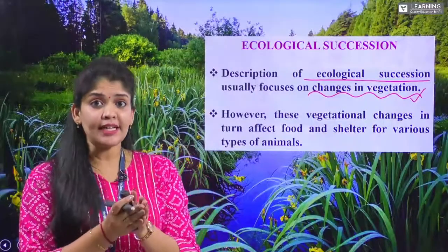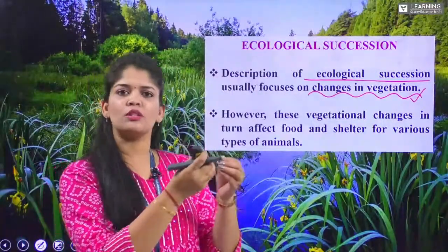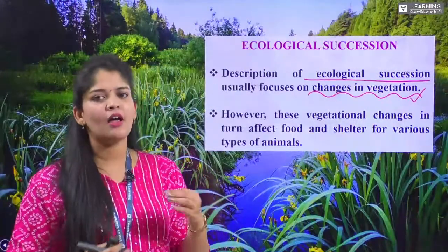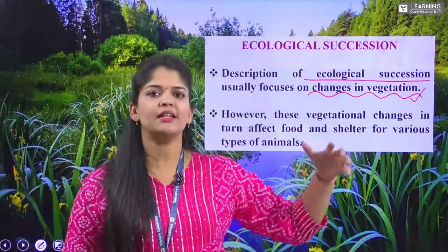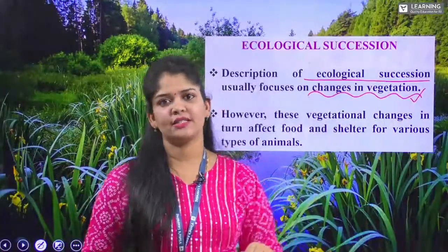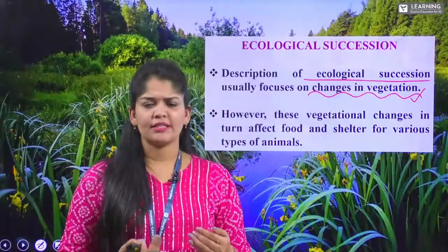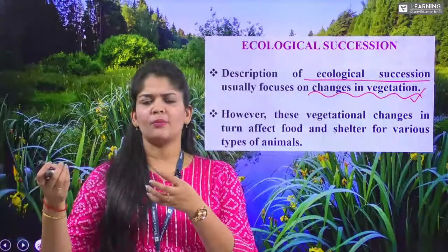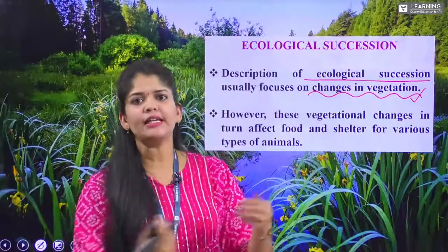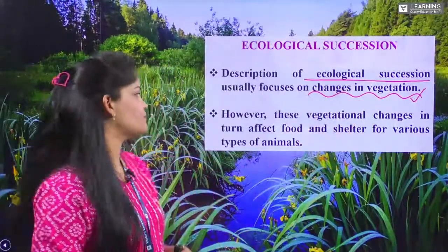This is how it can show different stages: slowly herbs, then shrubs, what we call the scrub stage, and finally small plants and large plants, which finally lead to the climax forest community. So here we have phytoplankton, bryophytes, pteridophytes, gymnosperms, angiosperms. This is the increase in the range, right? And that is nothing but change in vegetation.